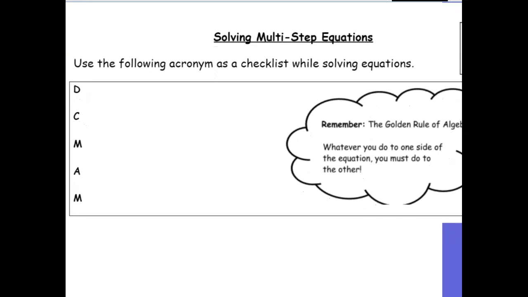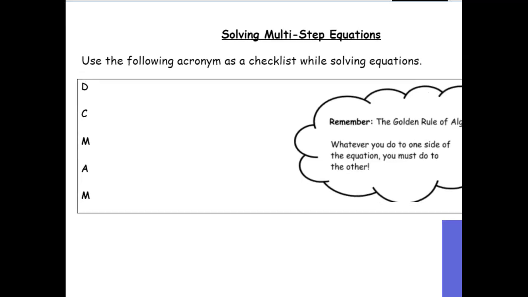So solving multi-step equations, we want to use the following acronym as a checklist when solving equations. This is actually 7A here. So this is 7A. The notes were off a little bit. So this is 7A. You should be on your notes.